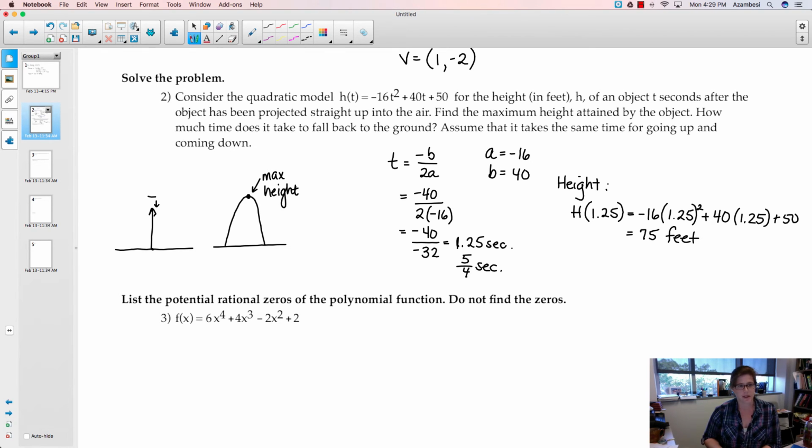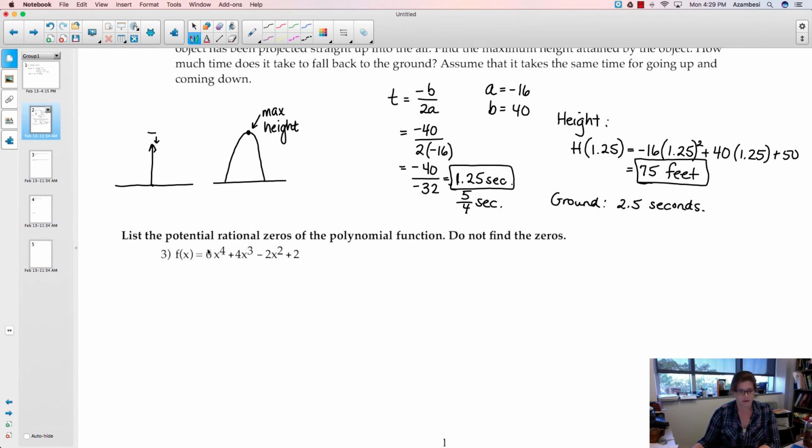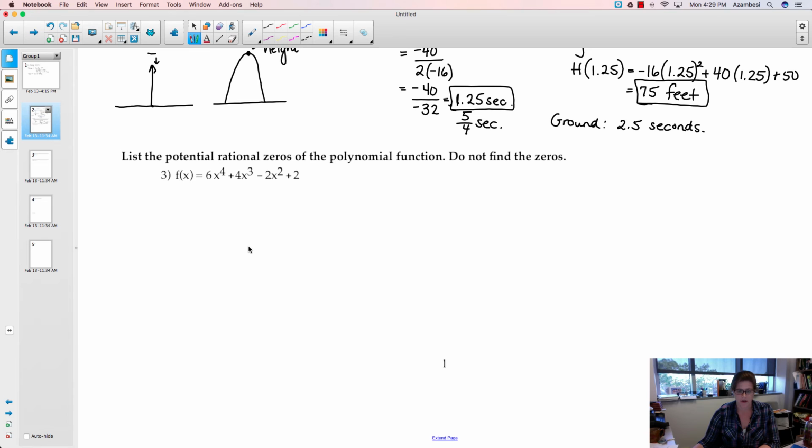So then it asks how much time it takes to fall back to the ground. Now, if we are starting with a parabola and it takes 1.25 seconds to go from the ground to its maximum height, then it also takes 1.25 seconds to reach the ground again. So it would hit the ground in 2.5 seconds after you shoot the thing from the ground. All right, that's what you should expect for actual quadratics.